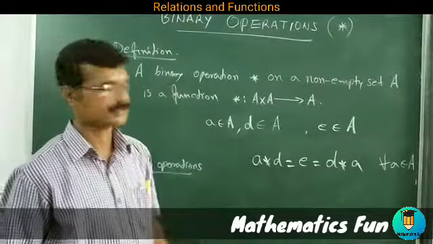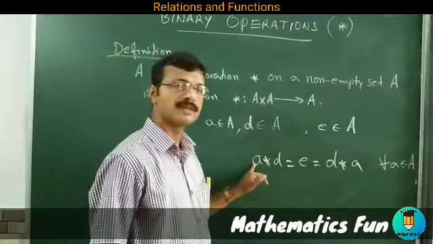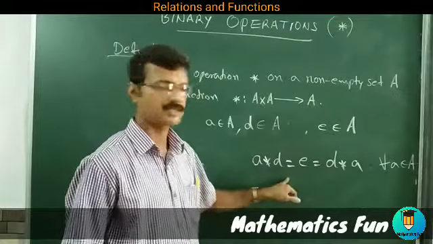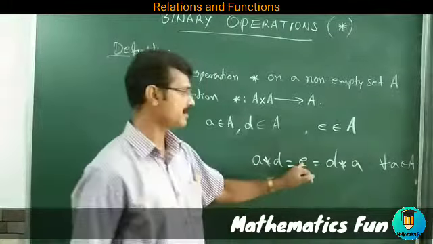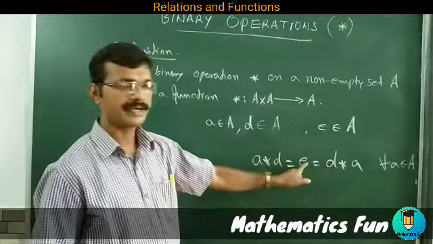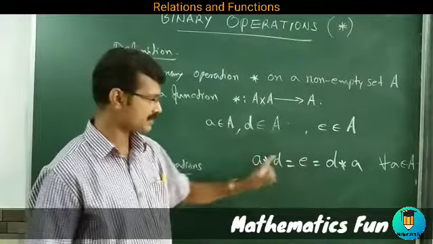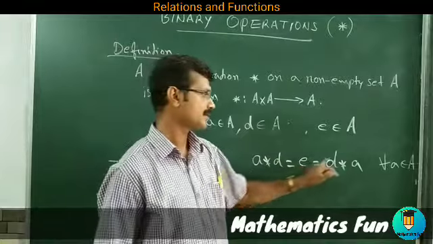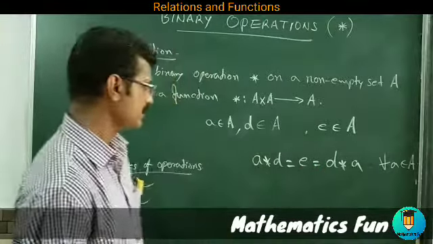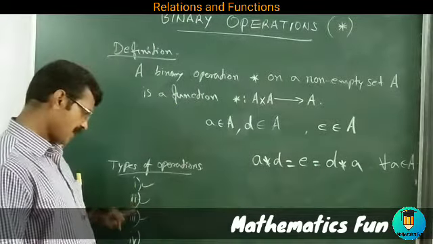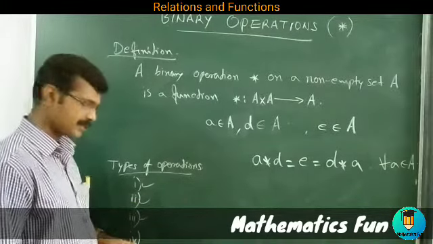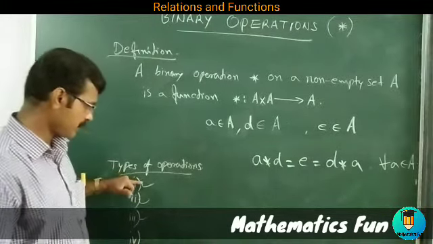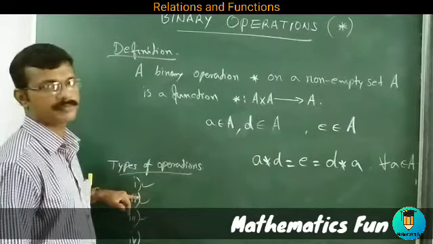We know in the number case also, for 3, its inverse is 1 by 3. 3 into 1 by 3 is 1, which is the multiplicative identity. So here the identity element is e, and that is why A star D is equal to e is equal to D star A. So we have identity element, inverse, commutative property and associative property.